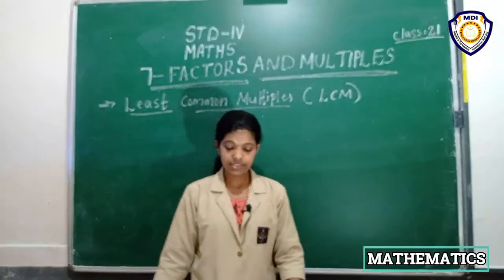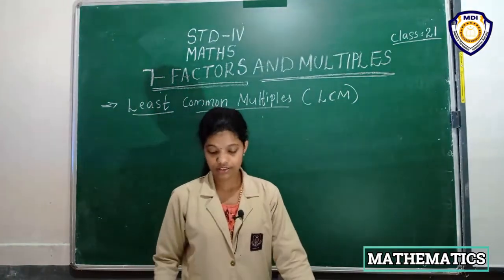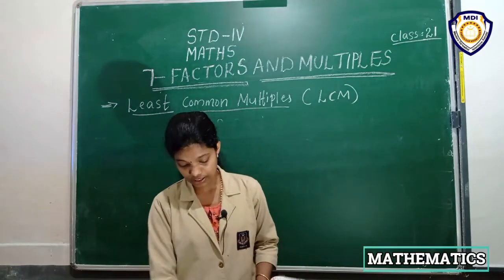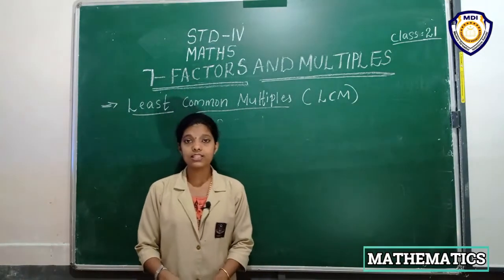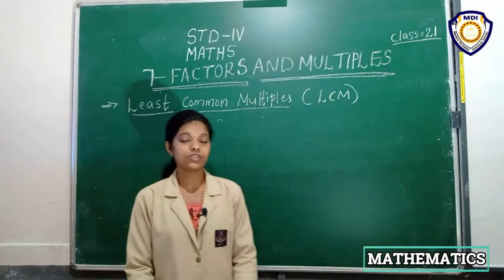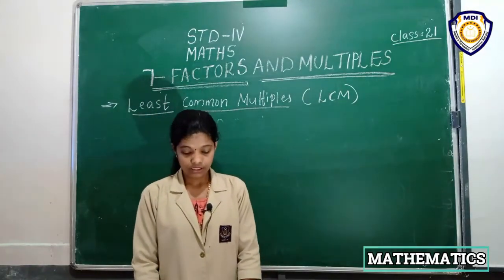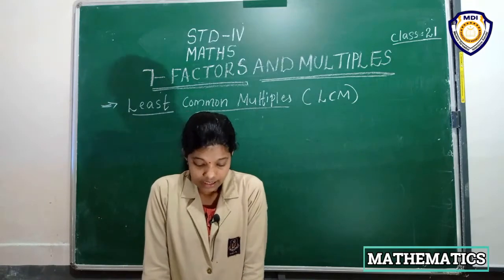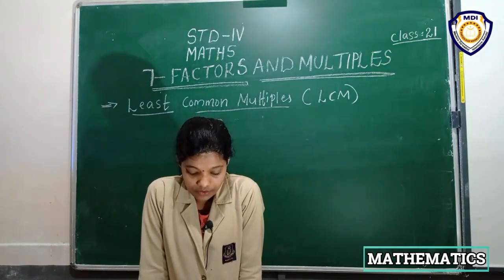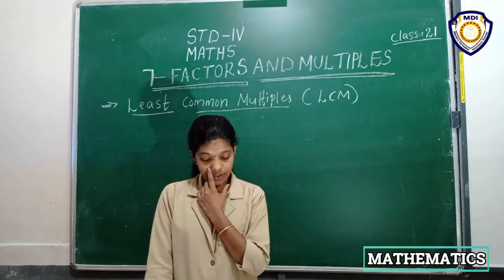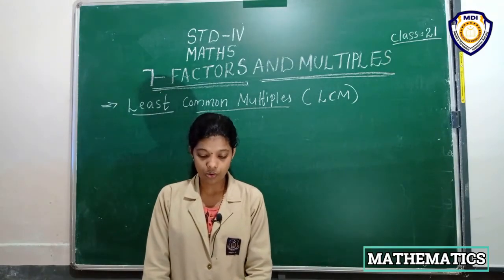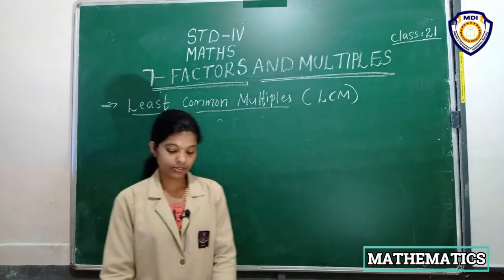Then exercise 7.1. In exercise 7.1, so many questions are there. I will explain some questions. Remaining are your homework. Firstly, write the first 5 multiples of the following. A.